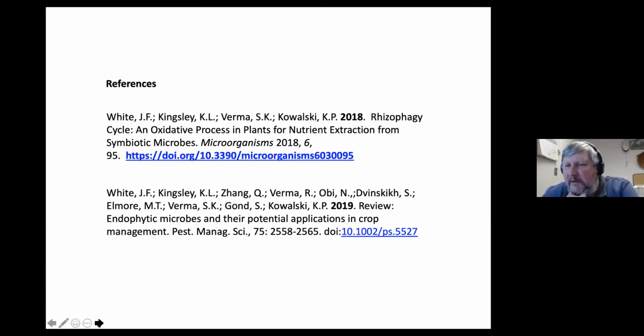So these are a couple of articles. They're open access articles about the Rhizophagy cycle. One of them in 2018 in Microorganisms. And if you Google Rhizophagy cycle, you'll probably turn up this article in Microorganisms. It's free access. Another one in 2019 about endophytes also talks about the Rhizophagy cycle. This one is in Pest Management Science magazine. It's also open access.